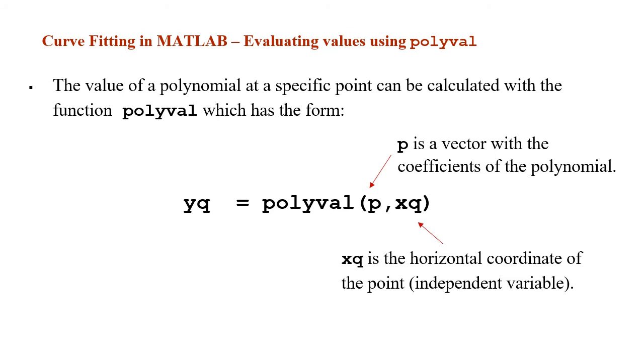And then xq, or x query, is the horizontal coordinate of the point, which is the independent variable. And then y query, or yq, is the value of the polynomial at point xq.